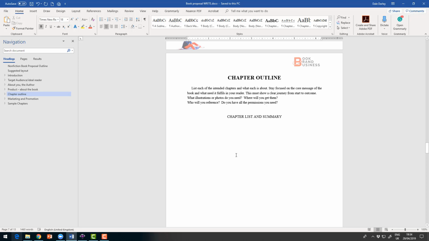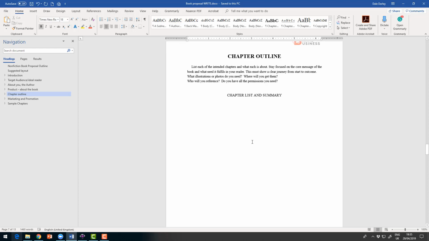Now, your business will have a core message, your book has the core message, and every chapter has key messages. It answers certain questions, and that links back to the core message of the book. You also need to think about any illustrations, any photos, anything that you're referencing, and whether you have permissions. So in this part, you're writing up your synopsis, a chapter list and a summary of what each chapter is about.